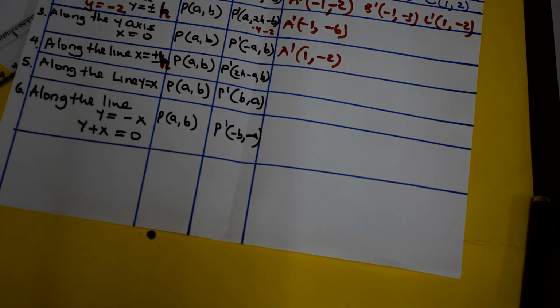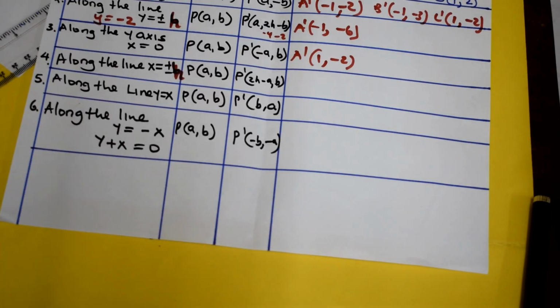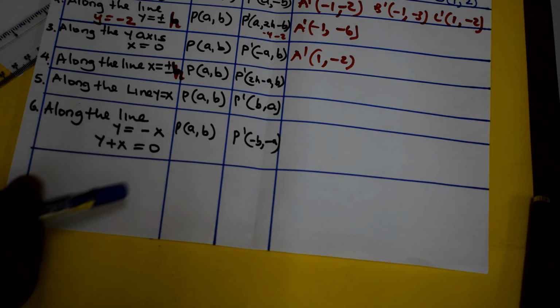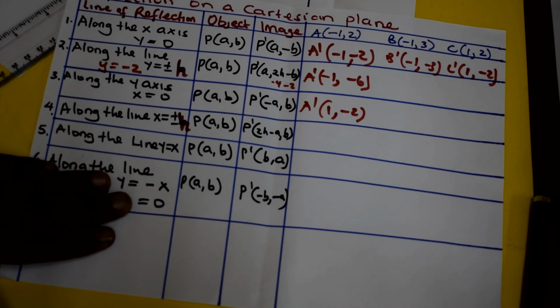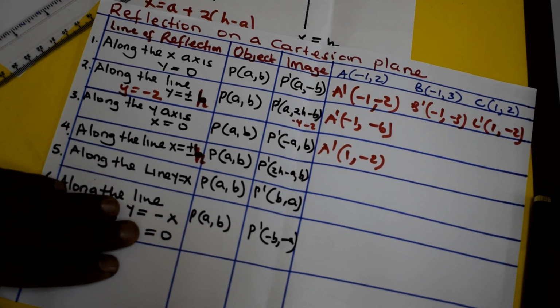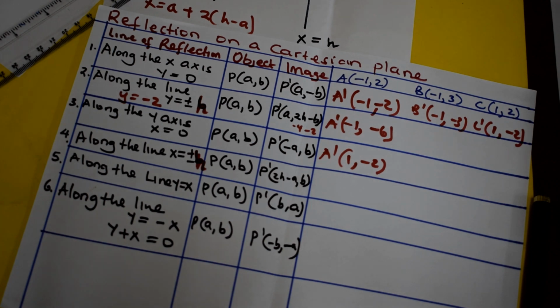Then along the line y equals x, that's where we have (A, B) becoming (B, A), then you can create the images. And finally we have y equals negative x. We have said (A, B) becomes (negative B, negative A), which you can easily use to get the image of those points. So as we get other examples, we are going to see what is required and what can make our work very easy, so that we don't keep on constructing and taking a lot of time. This will really simplify our reflection work.